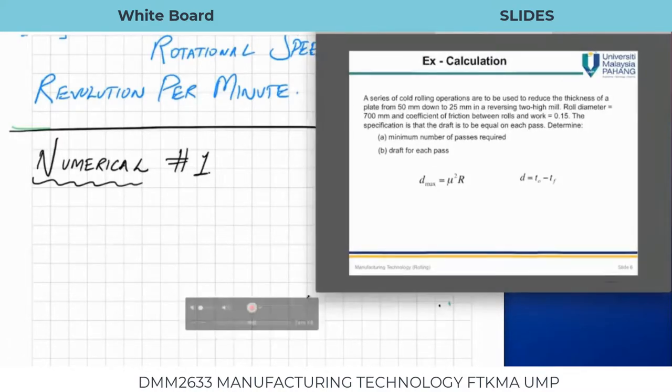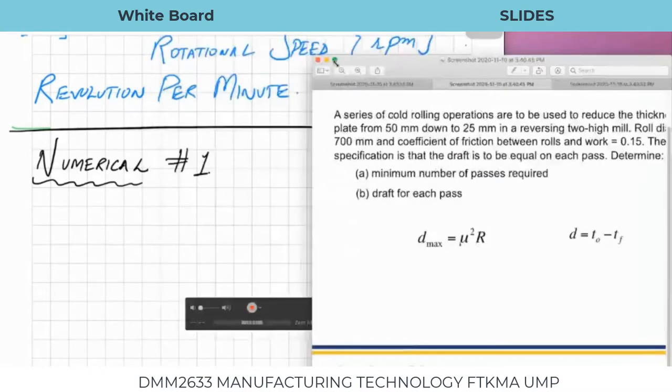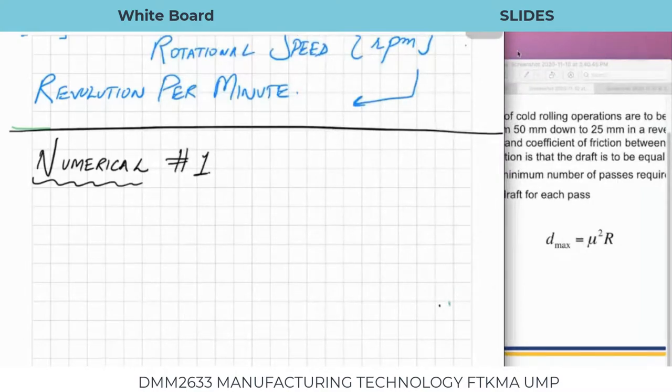So let us read this numerical first. A series of cold rolling operations are to be used to reduce the thickness of a plate from 50 millimeter down to 25 millimeter. So the initial thickness and the final thickness are given. In a reversing two-high mill, what is a reversing two-high mill? It is actually the same as a normal roller. I have this roller, I have this roller, and then my material is coming in and reducing. So no difference.